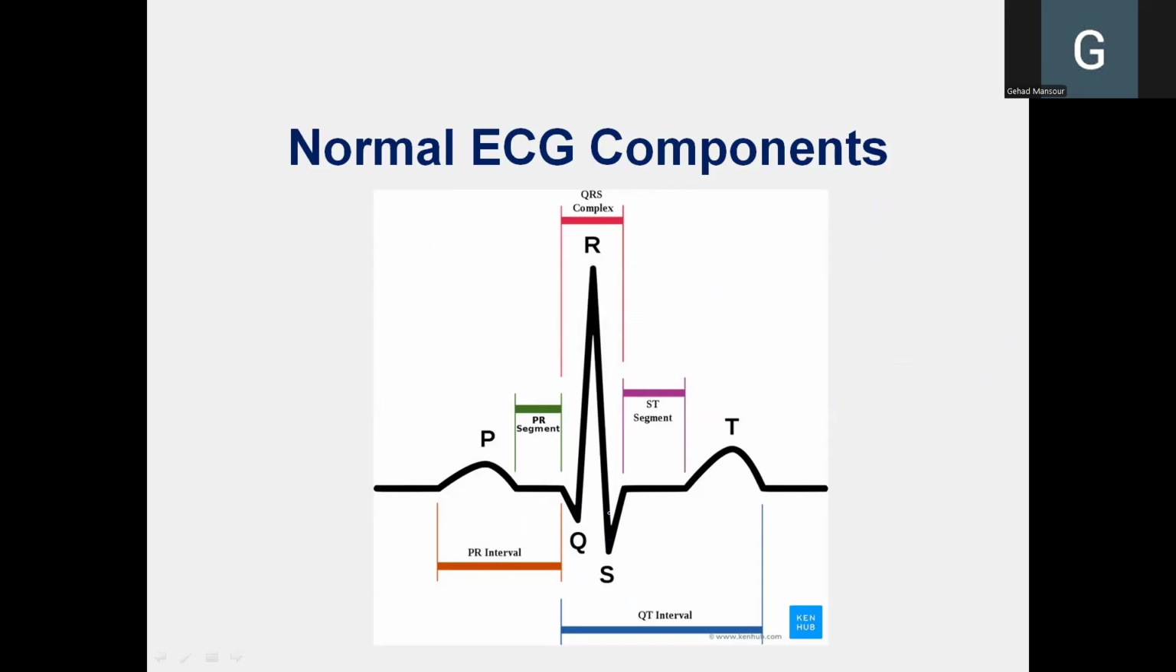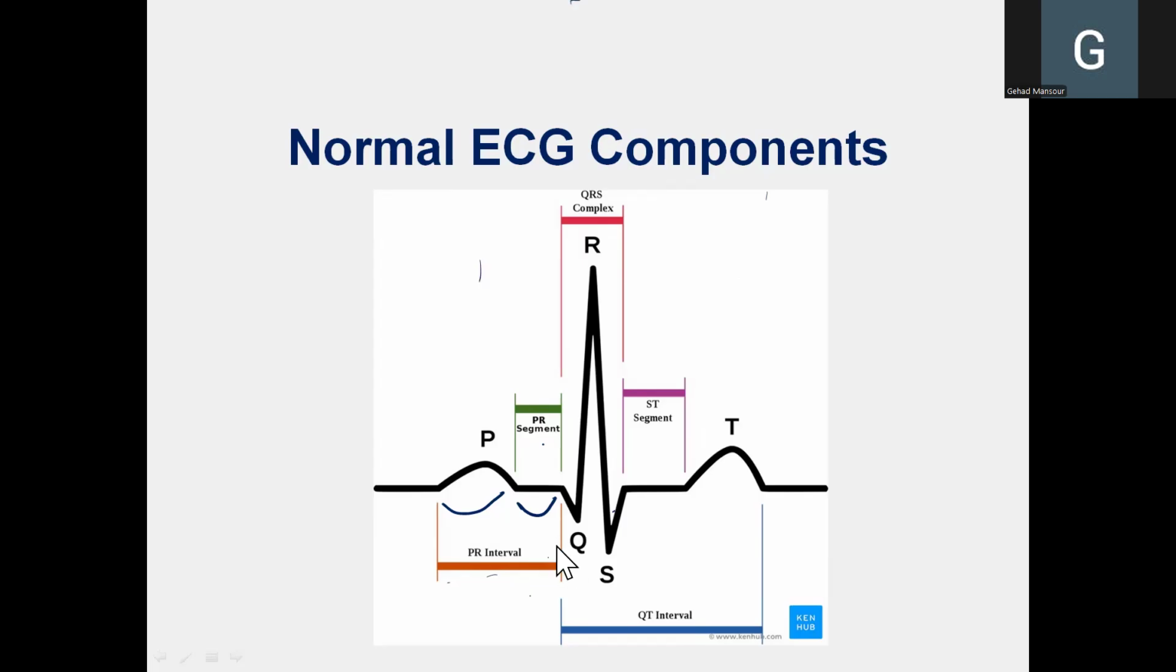Why do we call it a complex? Because it consists of three waves. And then we have segments and intervals. An interval is more than a segment. An interval is a segment plus a wave. So for example, you have the PR interval that is made of the P wave and the PR segment. And so the PR interval is the PR segment plus the P wave.